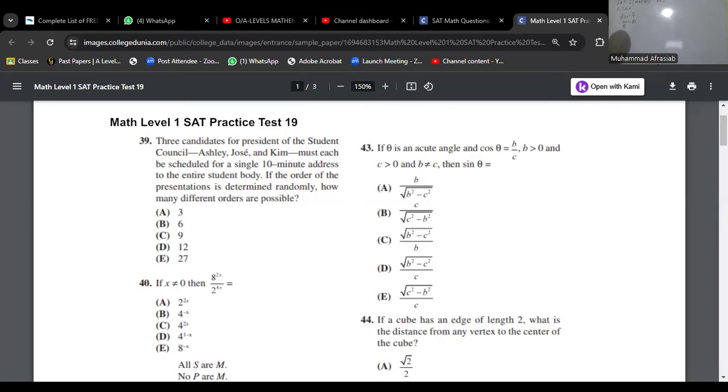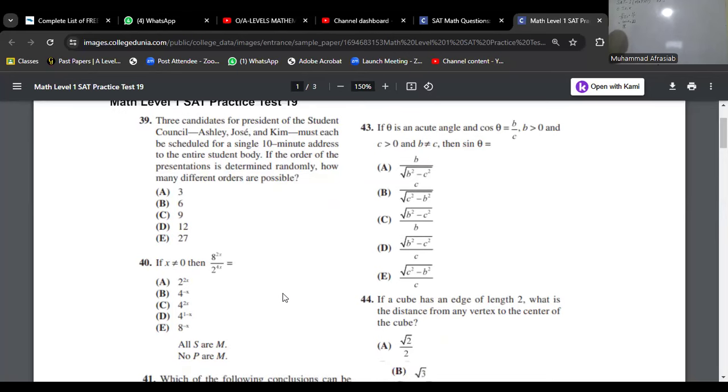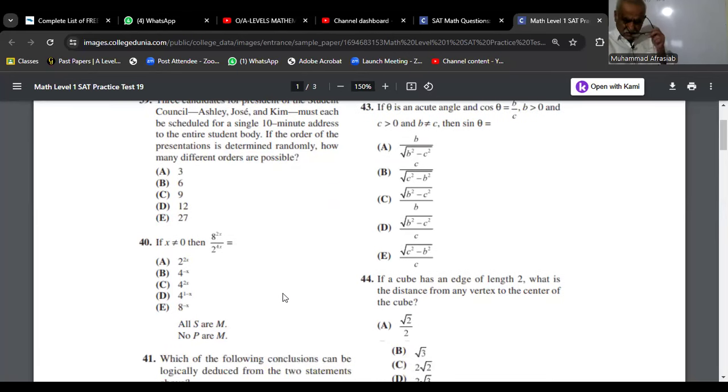Question number 2. If x is not equal to 0, then 8 power 2x over 2 power 4x should be equal to what number, where x is not equal to 0.